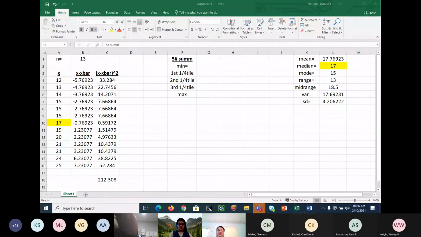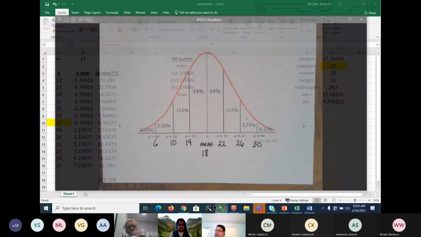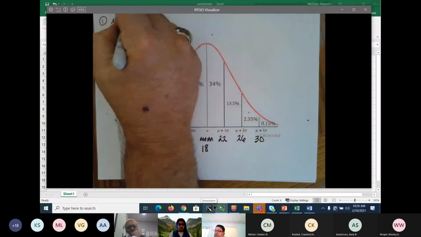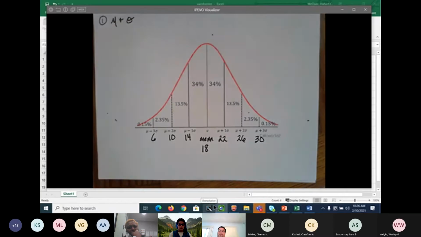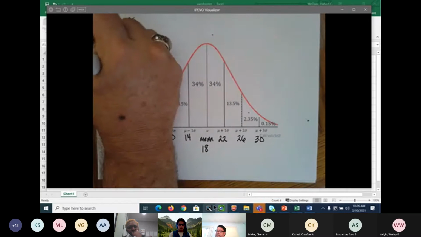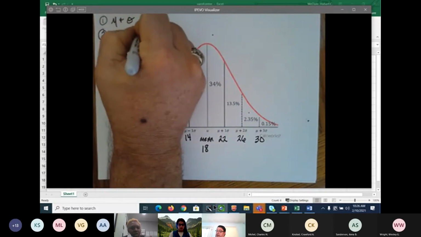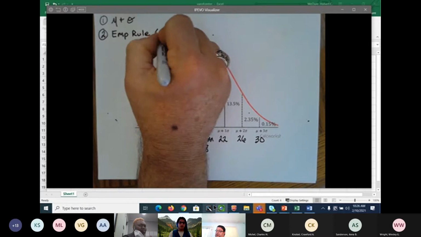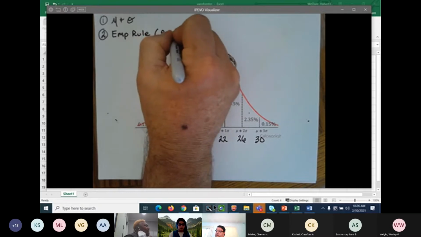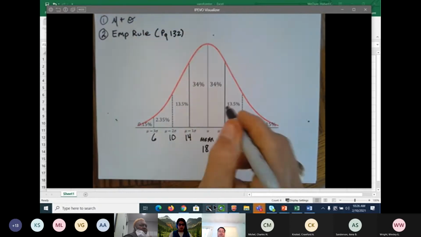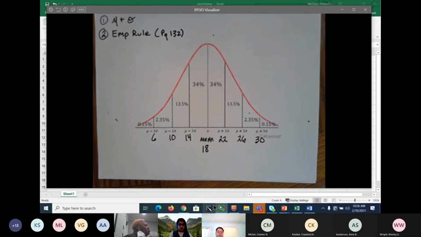All right, so the first thing is that. The second thing is the empirical rule. So the first thing is mean and standard deviation. Where to put it? It's at the bottom. The second thing is the empirical rule. The empirical rule is on page 132, and it's on this doojicker right here.